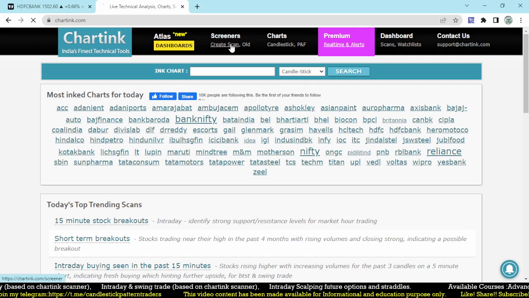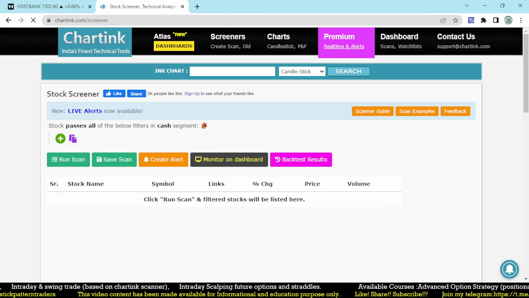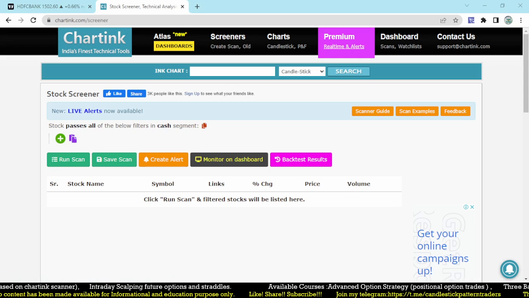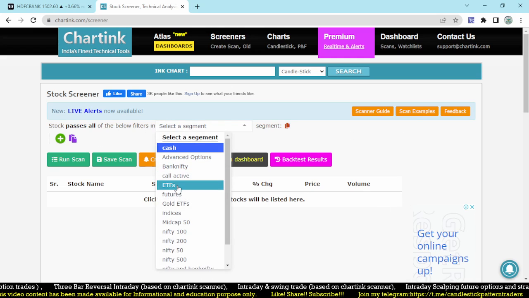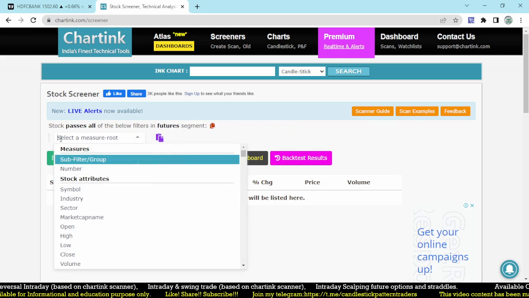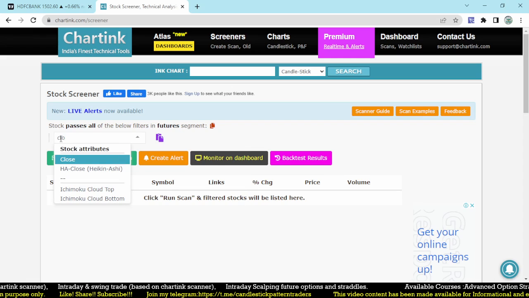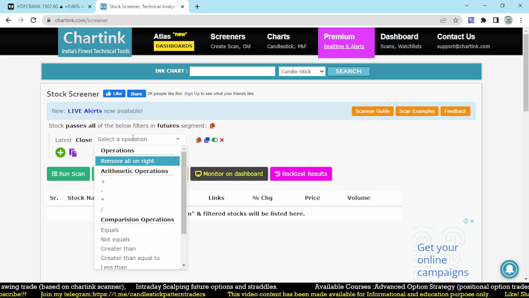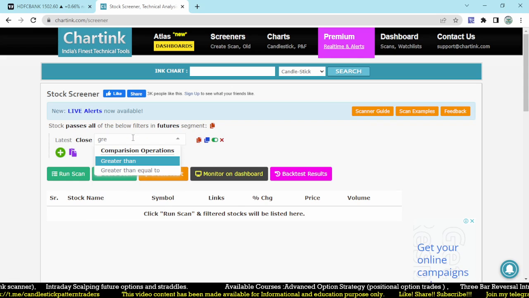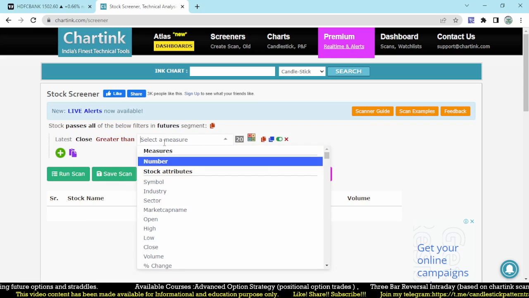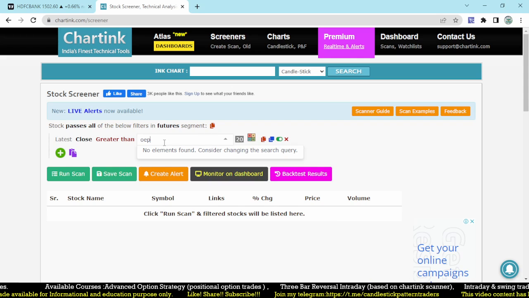How to create the scanner, I'm going to show you here on my charting. I will go to create a scan and find the 3 consecutive green candles. The main importance is the candle, so we are going to focus on a bullish candle. The close price of the first candle must be greater than open. That is the first condition we use for a bullish candle.